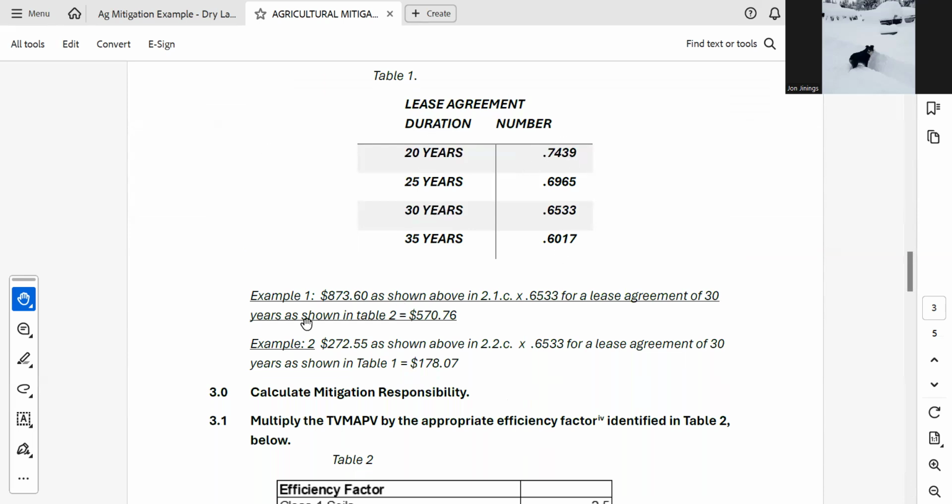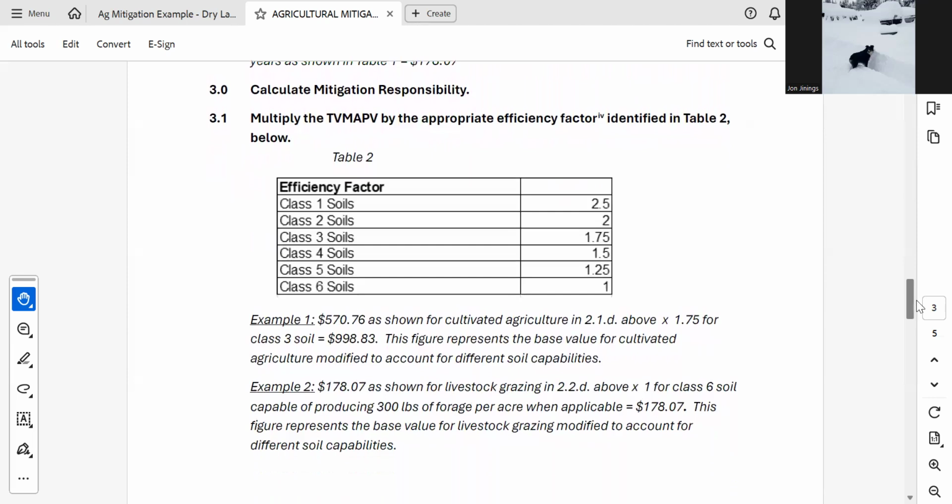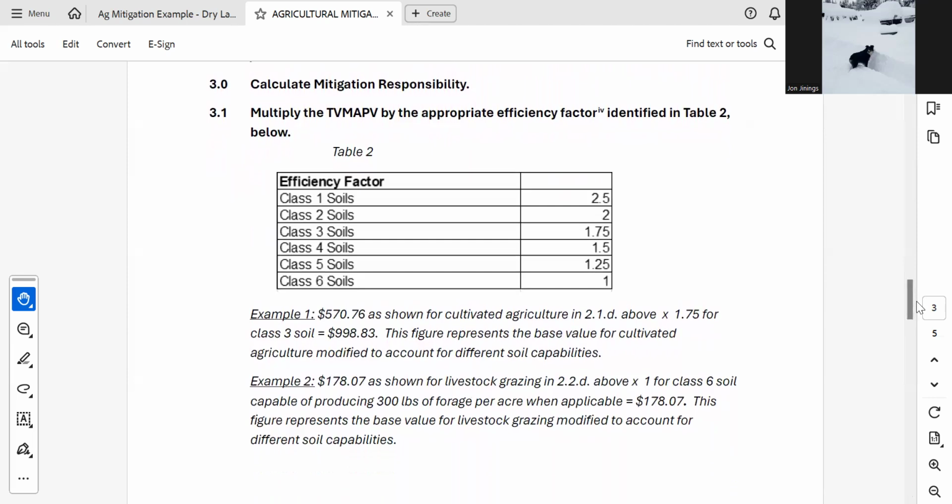So you just saw before a couple of numbers and a couple of examples. The 873 number for cultivated agriculture. And in this instance, it was a lease agreement of 30 years. So you multiply by this number, the 0.6533, which gives you this figure, the 570. And then you start calculating the actual mitigation responsibility.